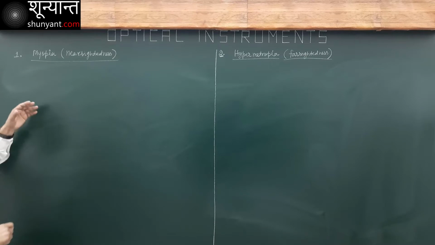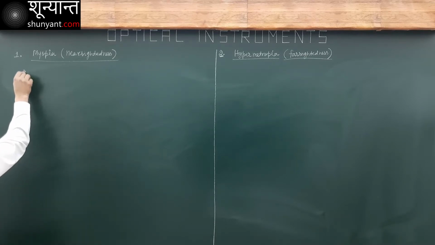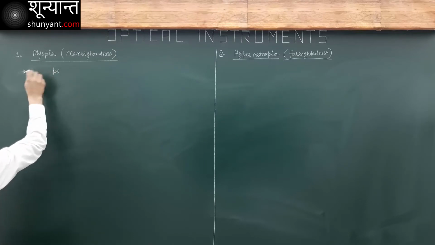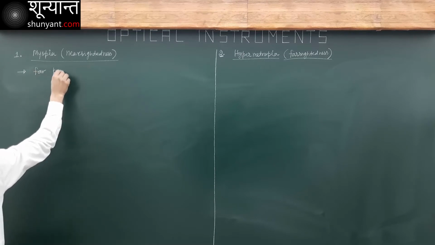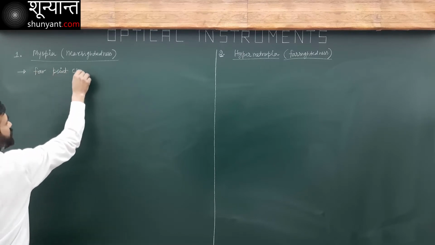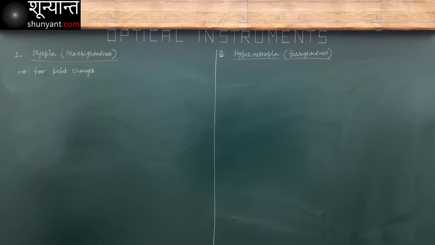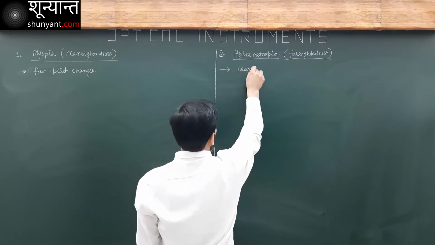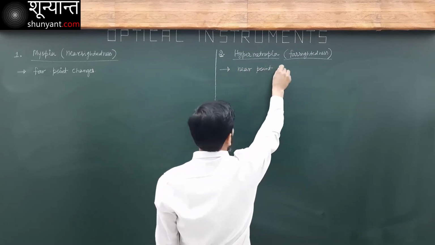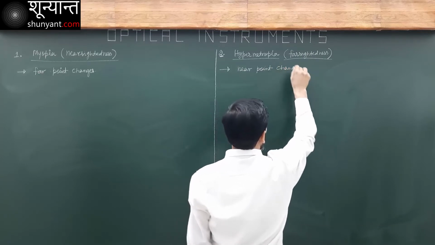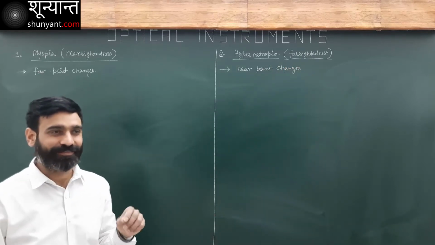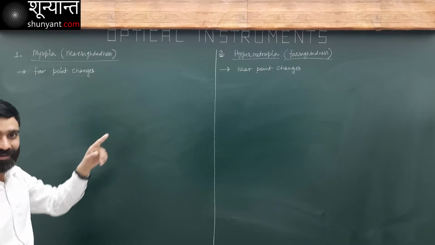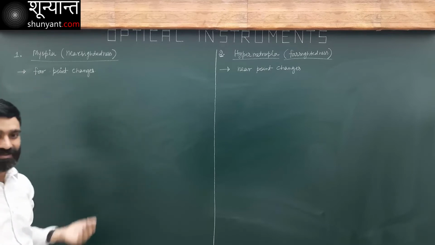Okay, let me write it point by point. The first point is near point changes. No, not near point, far point changes. Far point changes. Okay, and in this case, near point changes. You have to be very careful with the name. The name is nearsightedness. In this defect, far point changes.